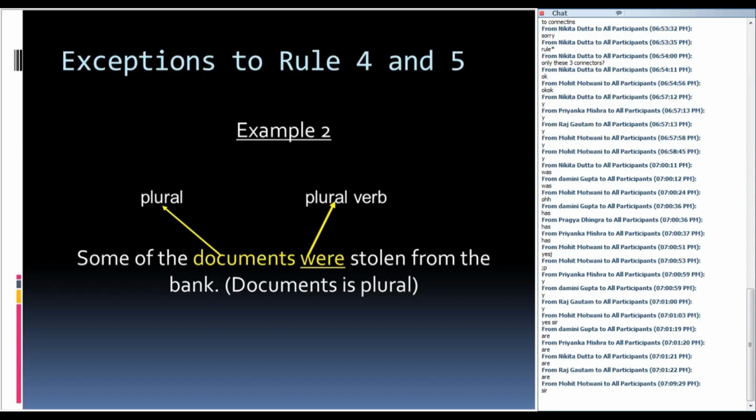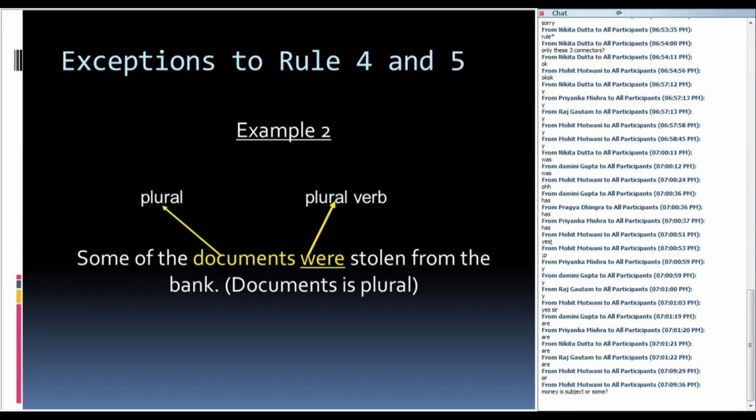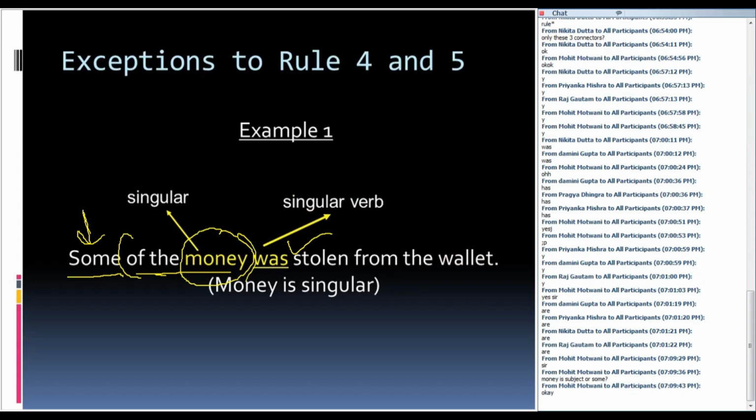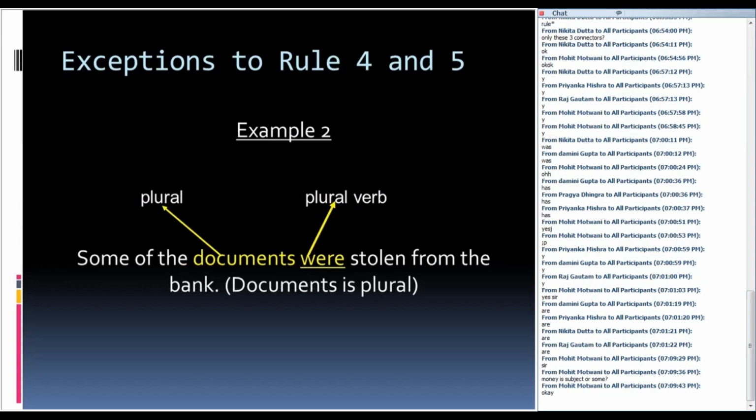Yes, Mohit, what is your question? Is money the subject or some? Money becomes the subject, Mohit. When you have a SANAM pronoun, whatever comes after the of construction becomes the subject. That is what I'm trying to tell you. In the first case, it is money. In the second case, it is documents.